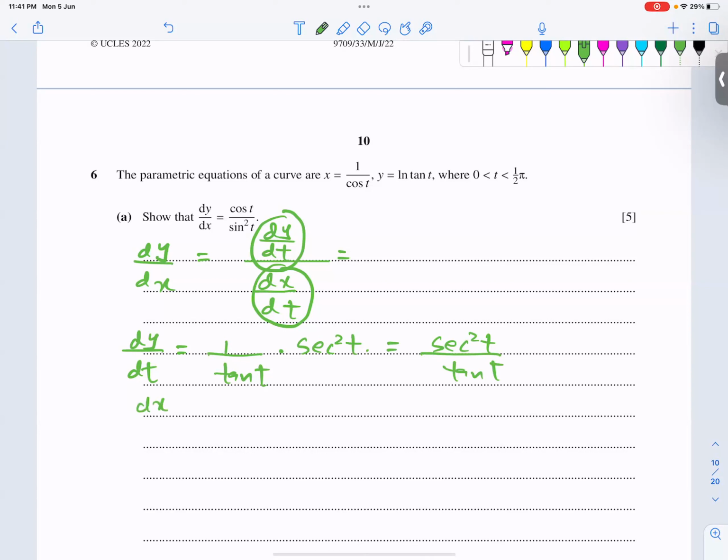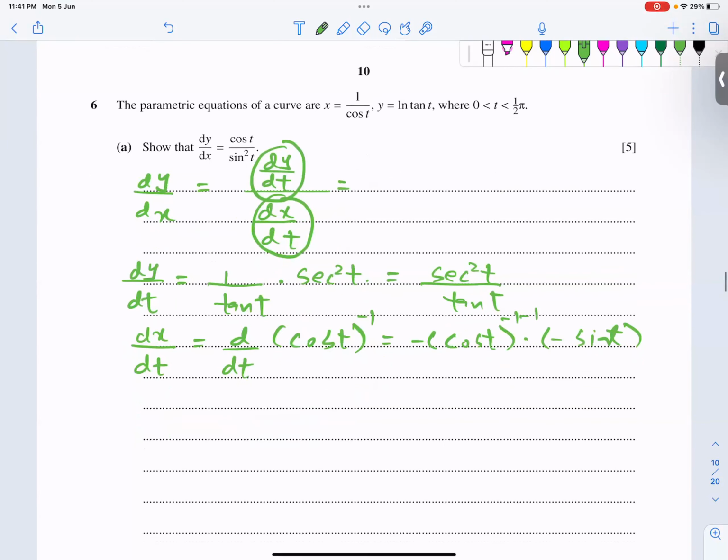Similarly, if you want to take the derivative of x with respect to t, now x is 1 over cos t. So first of all, I will write it as cos t to the power of -1. Just apply the power rule: minus cos t to the power of -2 into the derivative of cos t, which is minus sine t. So the final answer will be sine t divided by cos squared t. Minus into minus will be positive. So now just put these values above.